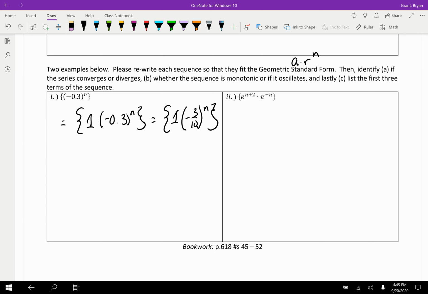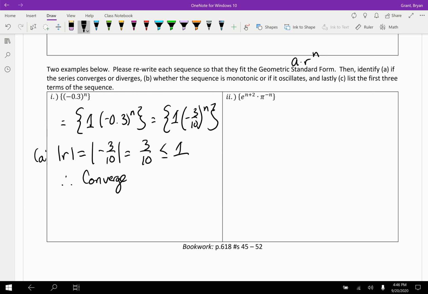All right, let's start with A. Identify if the sequence converges or diverges. Well, if I do the absolute value of r, the absolute value of negative 3/10 is 3/10, and 3/10 is certainly less than or equal to 1. Therefore, this sequence converges. Imagine multiplying by 3/10 over and over again. It's going to make your output smaller and smaller and smaller. This will actually converge to 0 if you wanted to be specific about it. So this was part A.